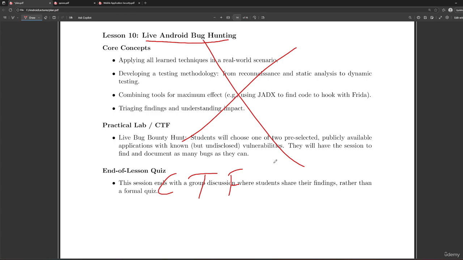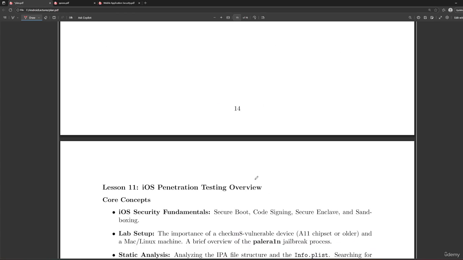So this will be the live Android bug hunting CTF, because we won't be doing real bug hunting or vulnerability assessment on apps we are not authorized in, and therefore we'll be doing some CTF challenges for this lesson.